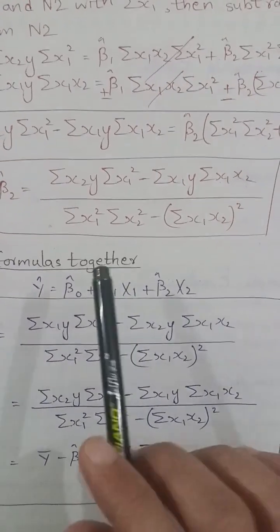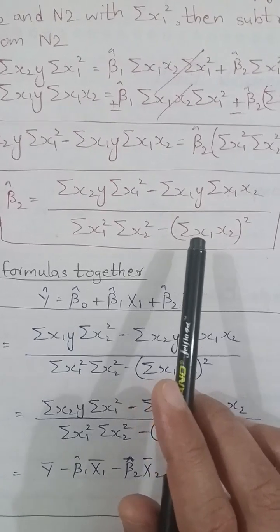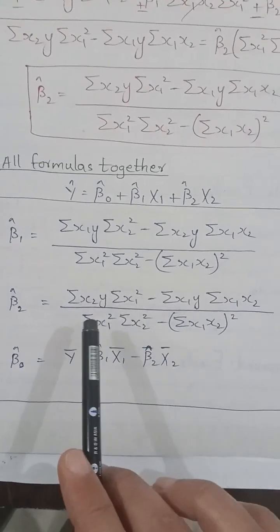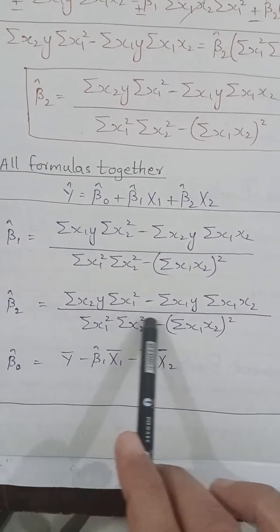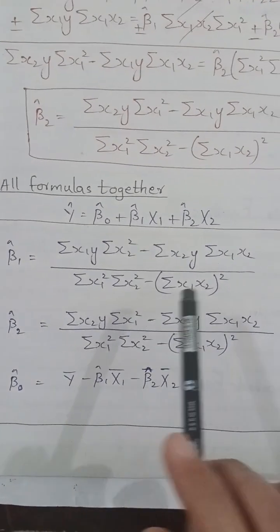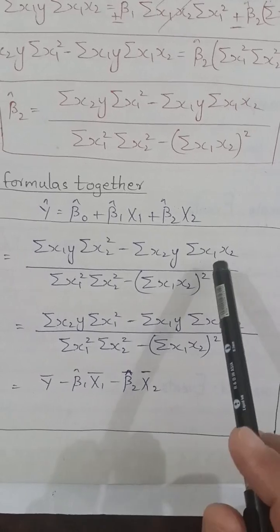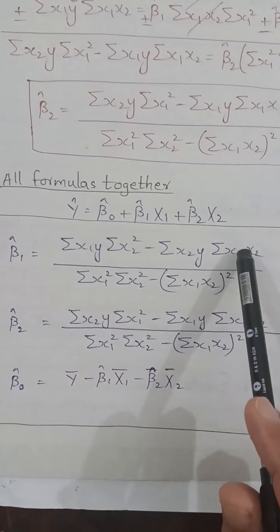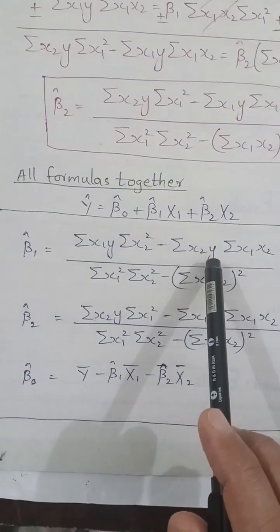Remember that the denominator for beta 1 hat and beta 2 hat are the same. You can see here, this is the denominator for beta 1 hat and this is the denominator for beta 2 hat. These are the same. Next, this term is also the same. Sum of x1 x2, sum of x1 x2 are also the same. Only the difference is these three terms.